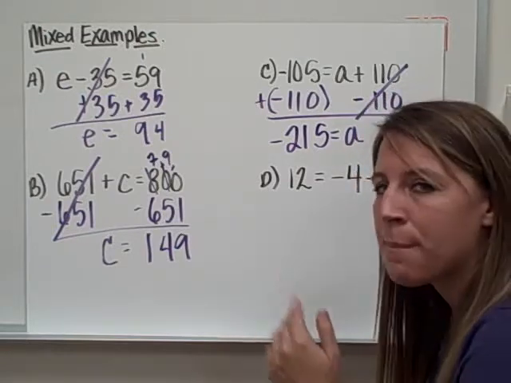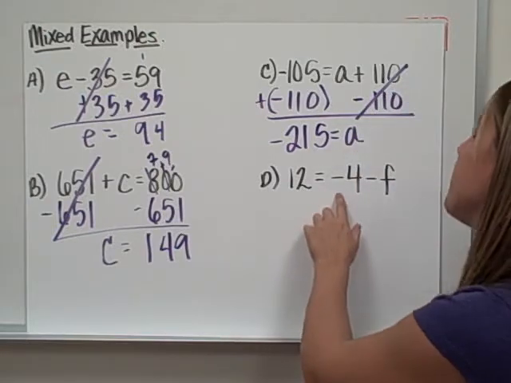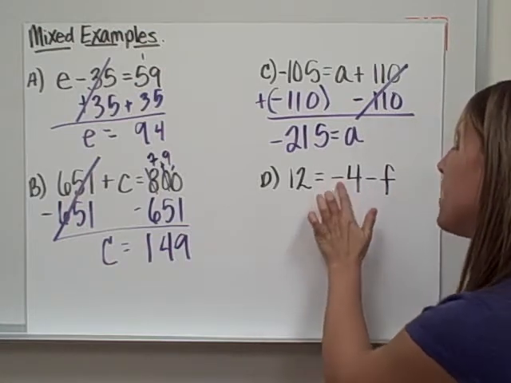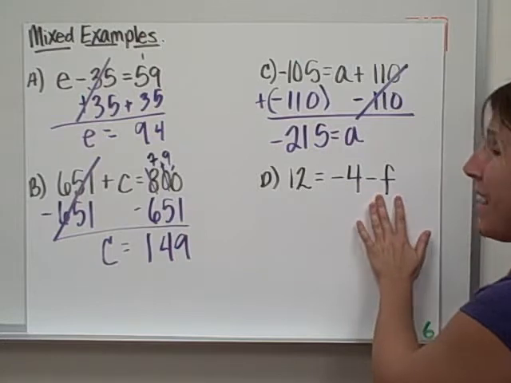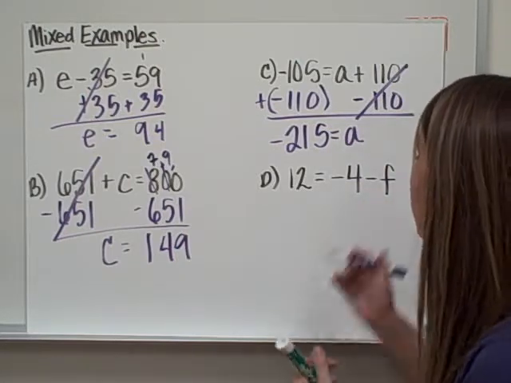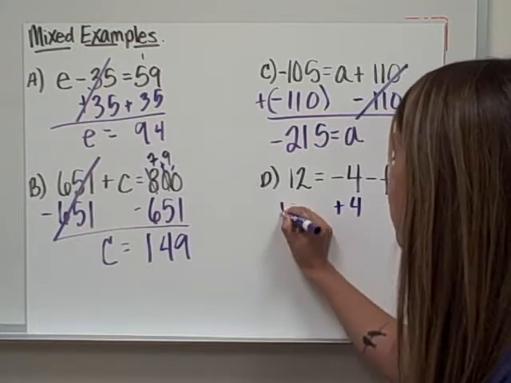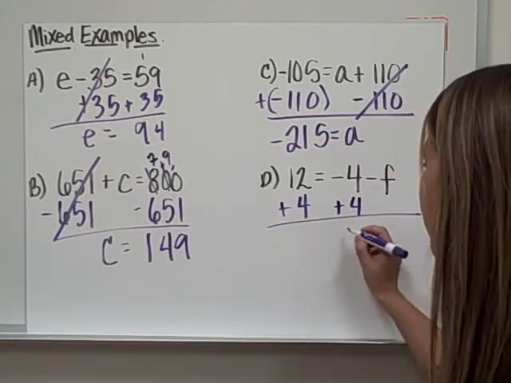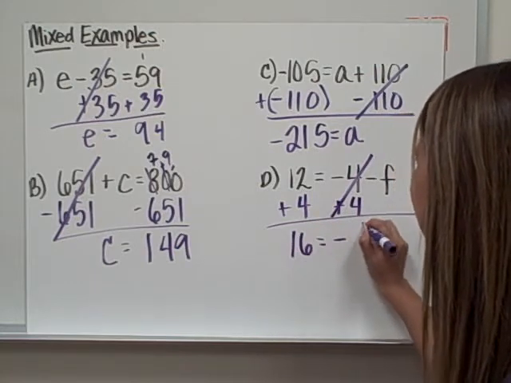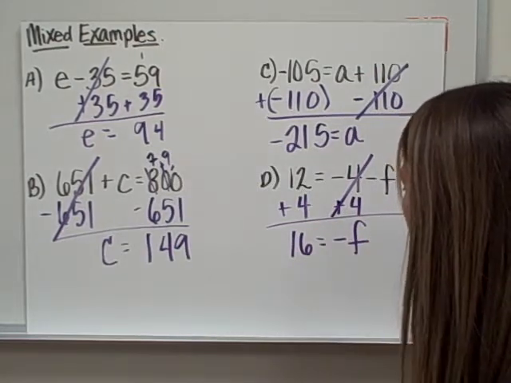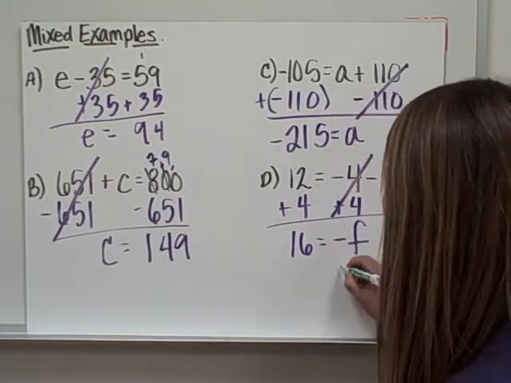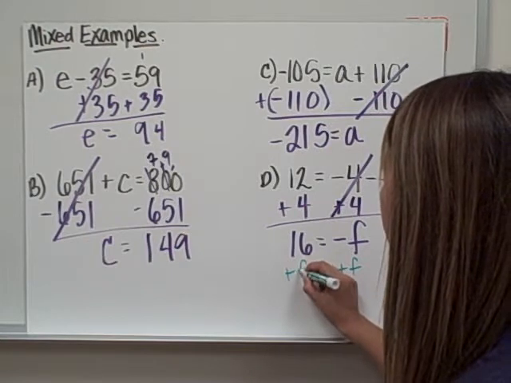And then lastly, example D. I have 12 equals negative 4 minus f. Well, remember, I work with the sign in front of the number I want to move. I want to get f by itself, and I know it's negative, and that's okay. I'm going to add 4 to both sides first, just to get that f by itself. And so 12 plus 4 is 16, and 16 equals negative f. Well, you know something that I can do, and I'm going to show you this right now. I can actually add f to both sides.